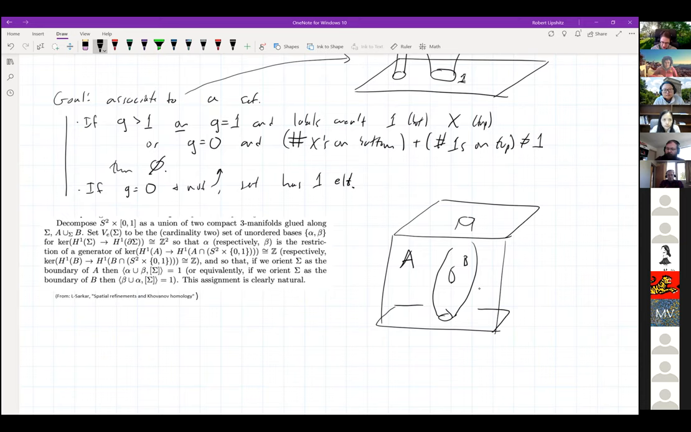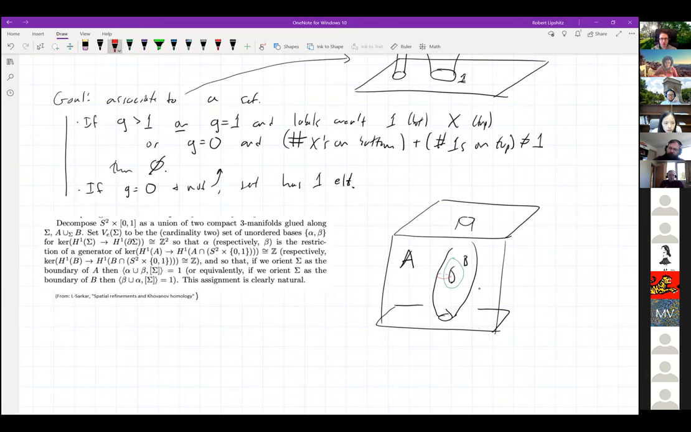So the set we're going to have is a set of unordered bases for the kernel of the map from H1 of sigma to H1 of boundary sigma. That is, we have these two circles generating the kernel. I need to orient them, but those two circles with orientations generate the kernel.